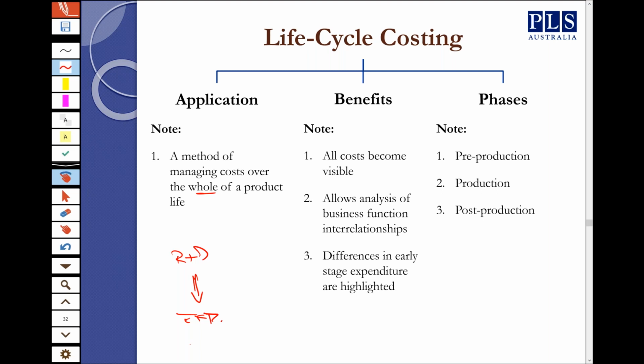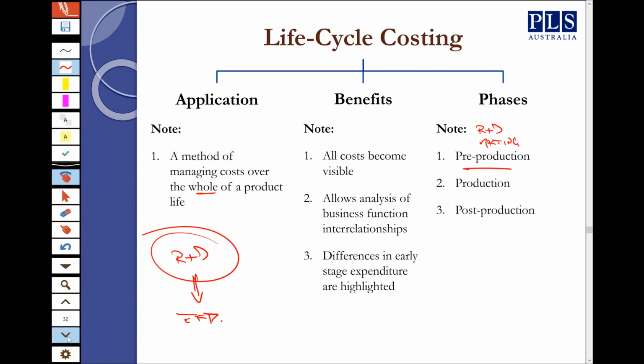You're looking at, well, what costs are we incurring now? The whole idea behind life cycle costing is to get recoupment of your research and development, which is where we talk about the 3 phases. So your pre-production would be your R&D, might also include your marketing type logic. You've then got your production and your post-production.